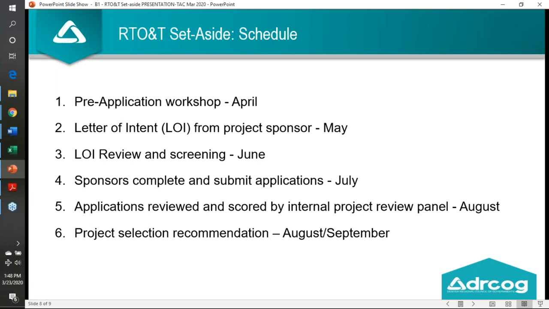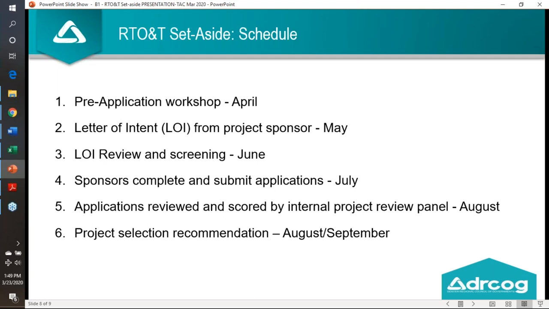Those applications will be reviewed and initially scored by an internal project review panel. That will then come to the RTO working group, as well as the AMP working group, in late July, early August, to get their assessment and feedback on the draft recommendations. And then it would come to the TAC later in August. And then finally to our DRCOG board and the RTC in September.